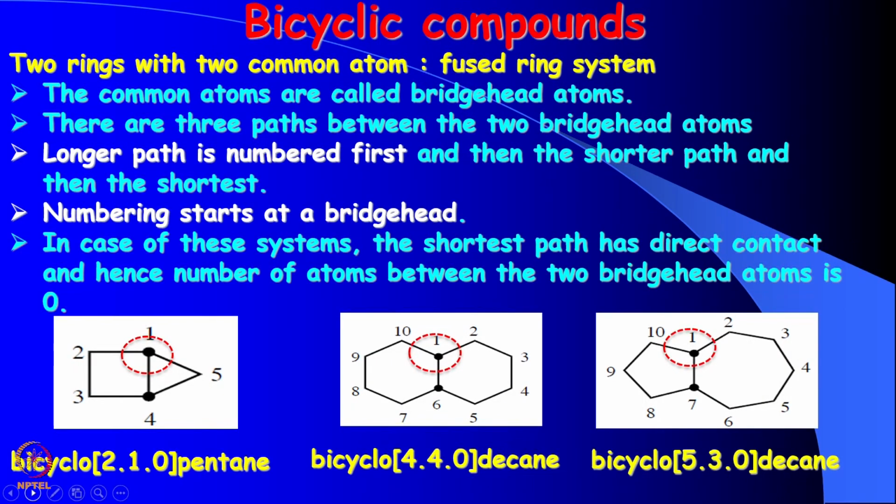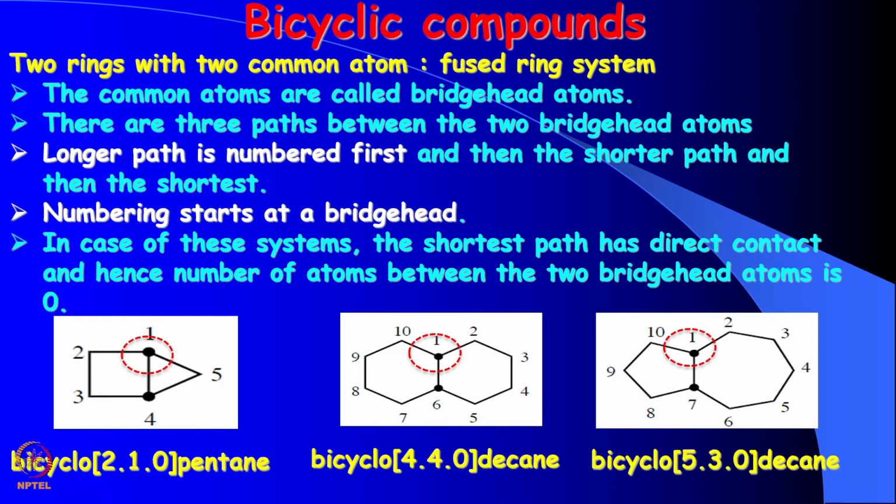So, when we come to the next type, which is fused ring systems, there are common atoms that are called bridged atoms. There are 3 paths between the 2 bridged atoms. The longer path is numbered first, and then the shorter path, and then the shortest, and always the numbering starts at a bridged atom. In the case of this system, the shortest path has direct contact, and hence the number of atoms between them, that is the 2 bridged atoms, is 0. So, the way we write their name is shown here.